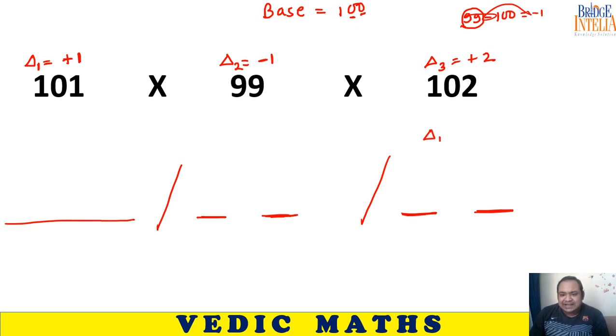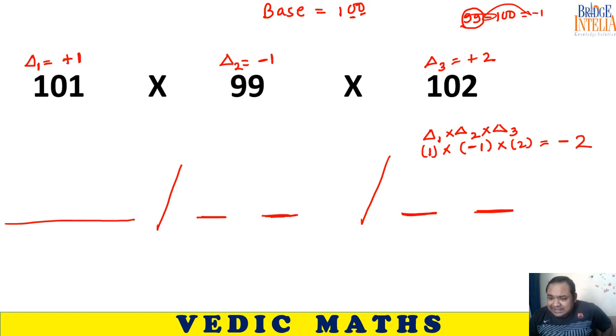Last part: delta 1 into delta 2 into delta 3. That is equal to 1 multiplied by minus 1 multiplied by 2, so this is equal to minus 2. Negative. So don't write the negative number. This is not the final answer, because we cannot write a negative number in this blank. So wait, we will come to this later.